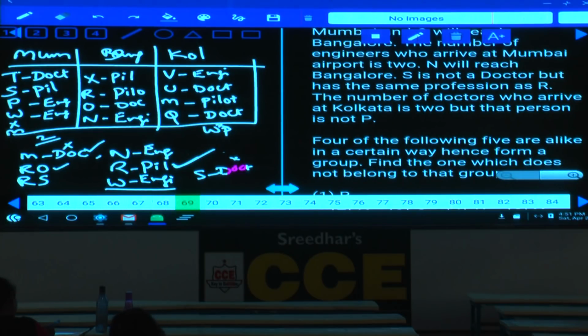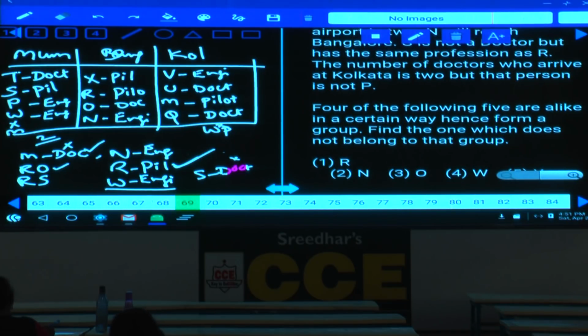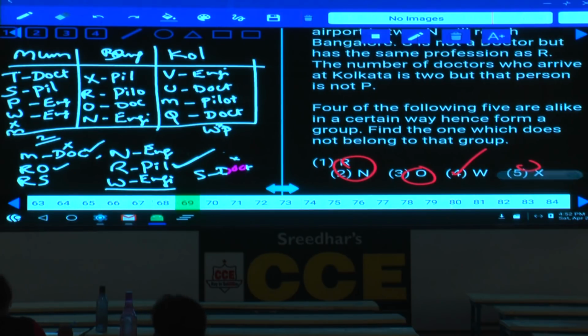Then question number 69: 4 out of the following, the fifth is nothing but the odd man out. In this one, find the one which does not belong to that group. R is a pilot, N is an engineer, O is a doctor, and X. If you observe here, R, N, O, X, these 4 persons are reaching Bangalore, but W is the person who is reaching Mumbai. Except W, the remaining 4 persons are reaching the same place.